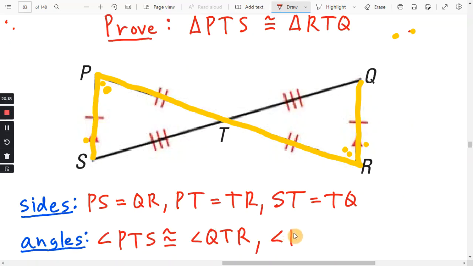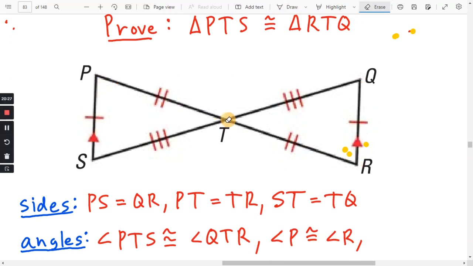All right, angle P is congruent to angle R. And the last one, we just do the exact opposite with the Z shape.